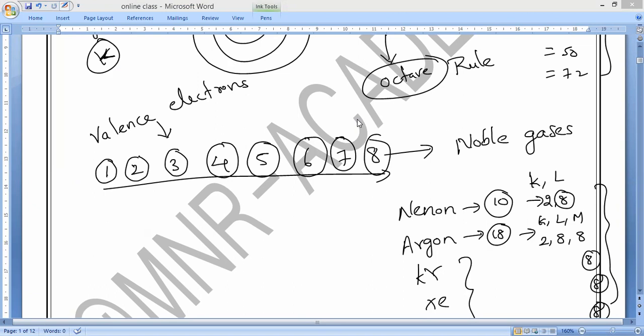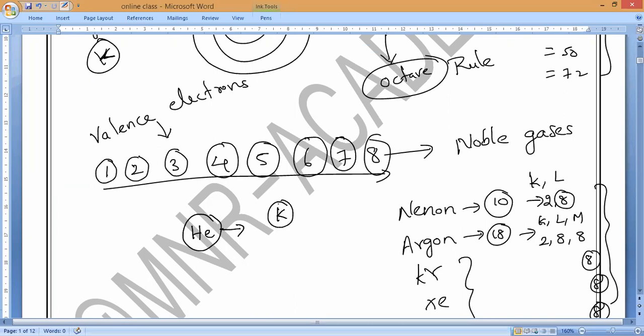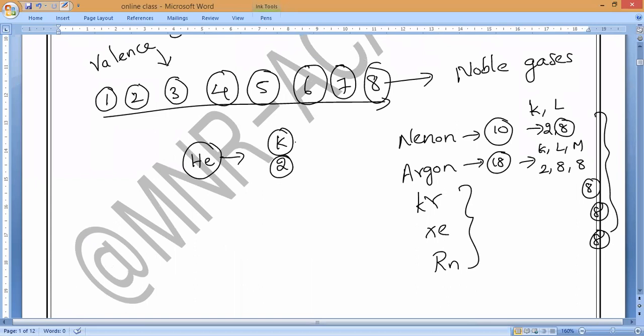Now if you notice, for example, other than this, take helium. What is the electronic configuration of helium? K, it is having only 2 electrons. What I said: if there is only one shell, that shell is K, then the maximum number of electrons we can fill is 2, and this also will become stable in nature. Yes or no? This rule we call the duplet rule. Understand? So except helium, all the remaining noble gases have 8 electrons in their outermost shell.